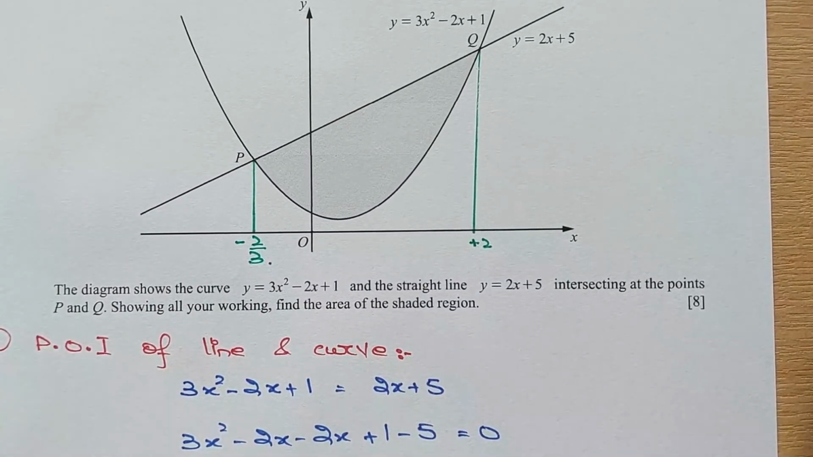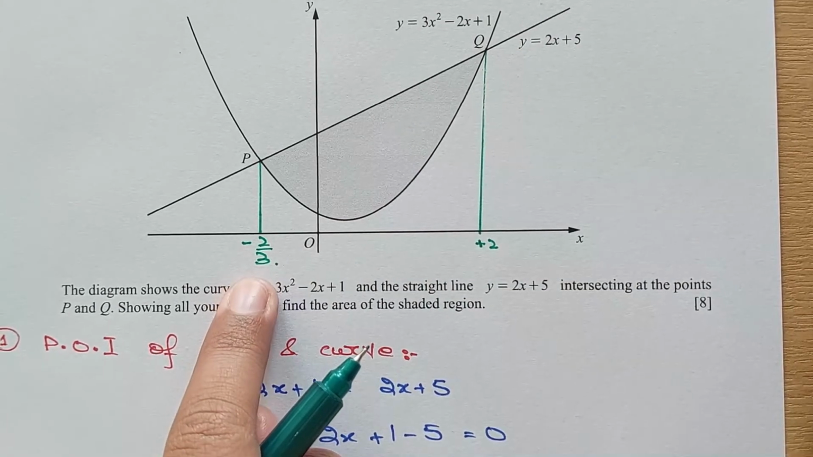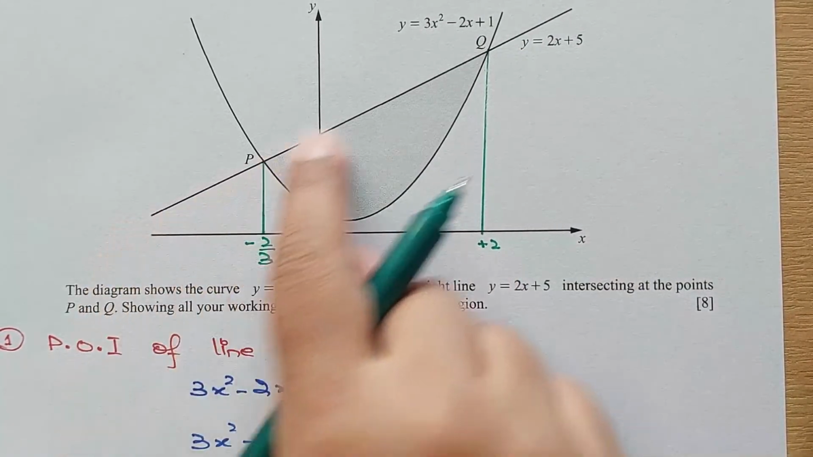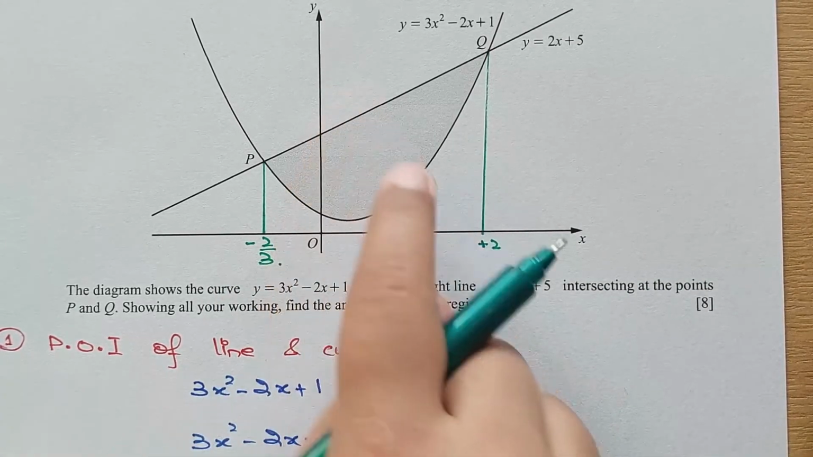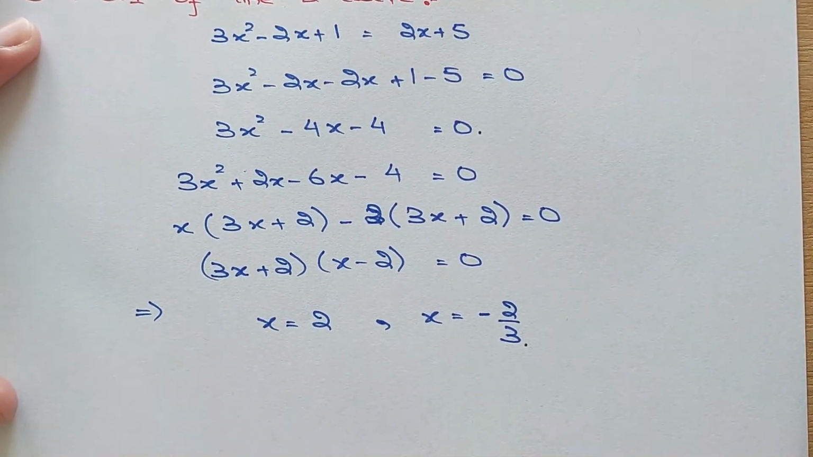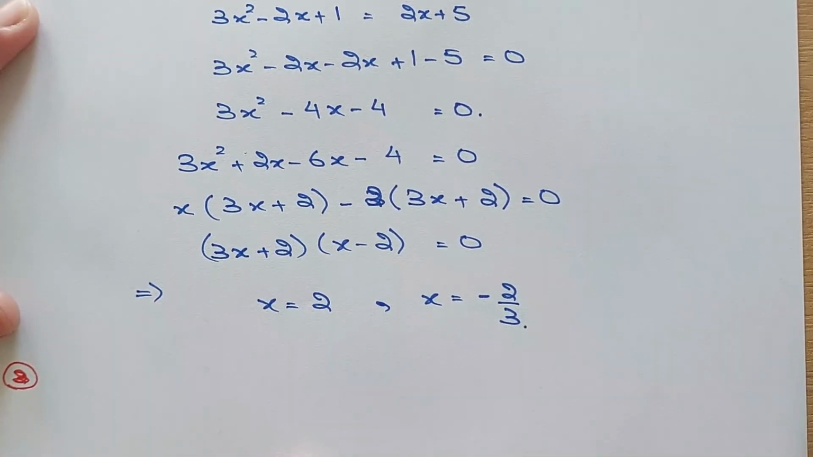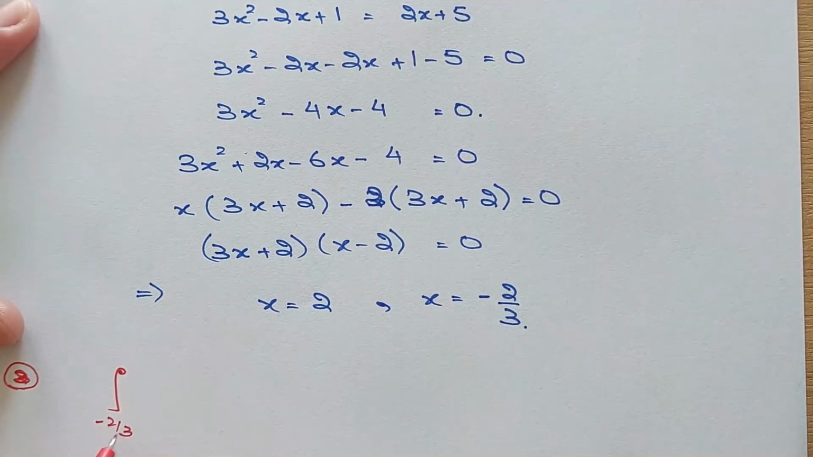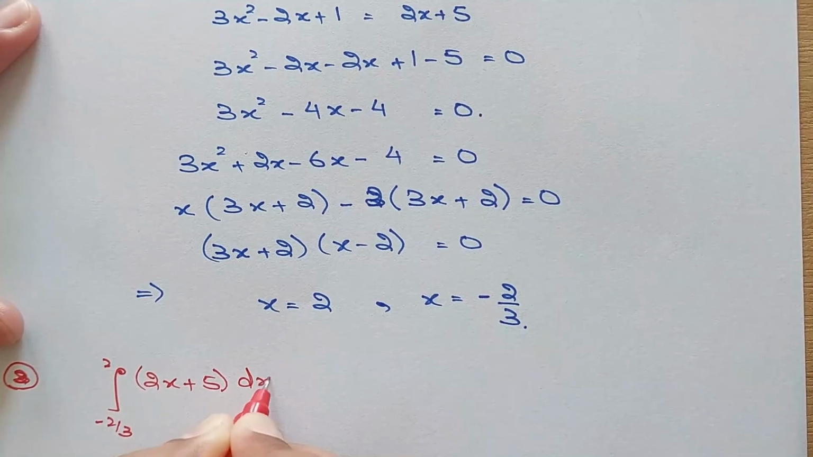Right, now the next thing is we need to find the integration of this curve between the point minus 2 by 3 to 2, and the integration of this line between the point minus 2 by 3 and 2, and then we need to subtract line minus the curve because line is at the top of the curve, right? Now the second point is we need to find the integration of the curve minus 2 by 3 to 2. Let me do first line. The line is 2x plus 5 dx, right?